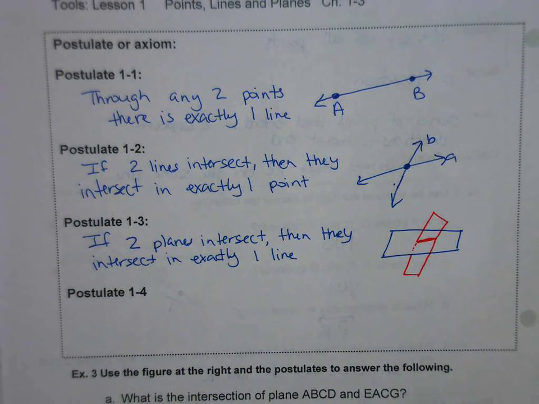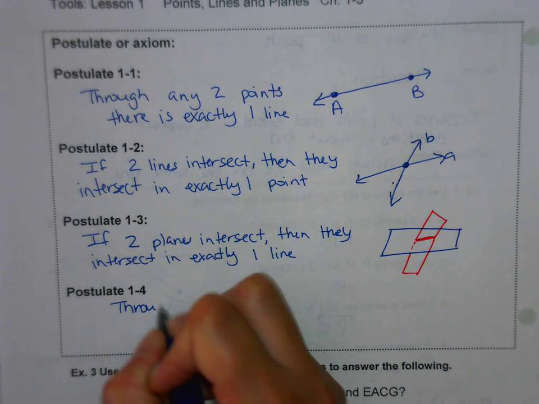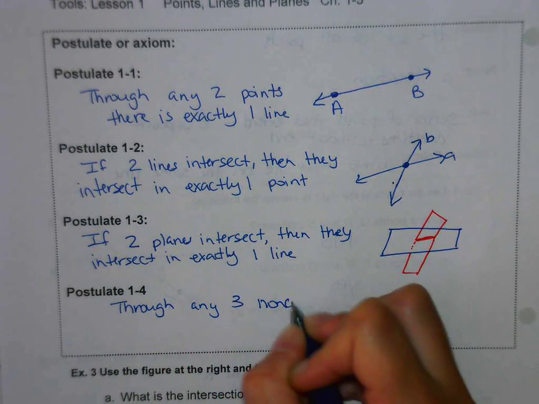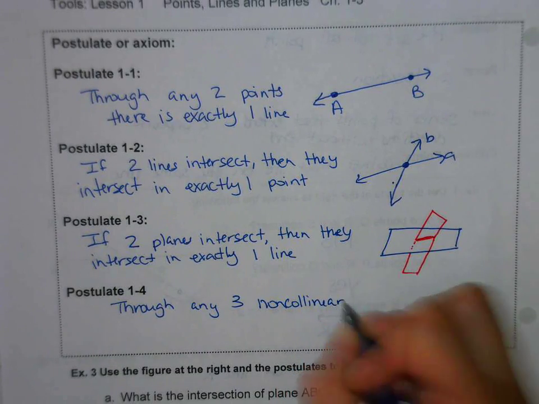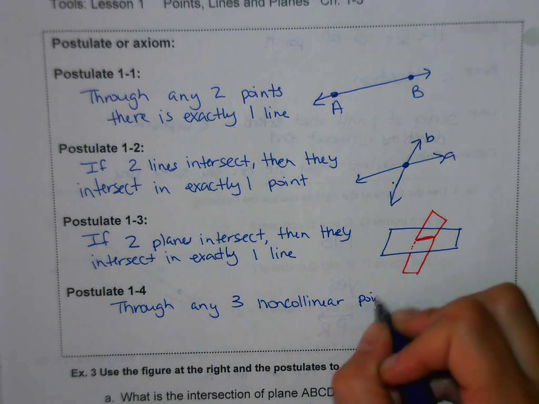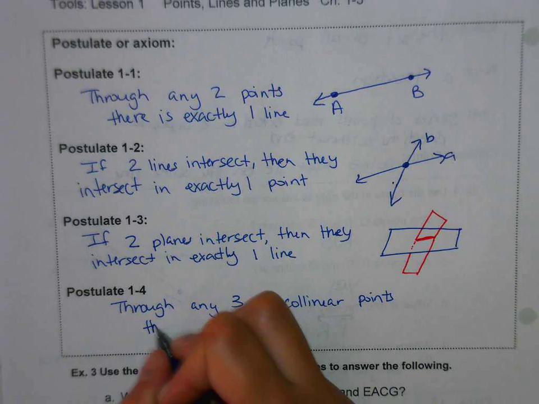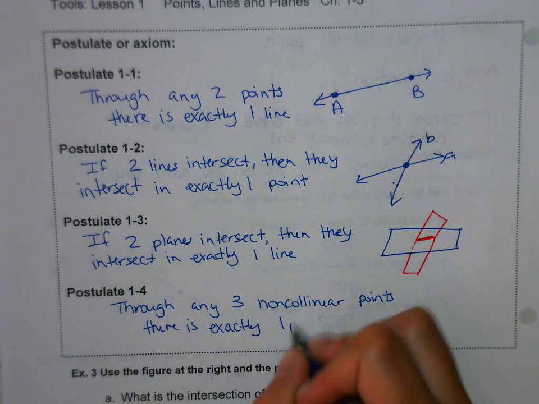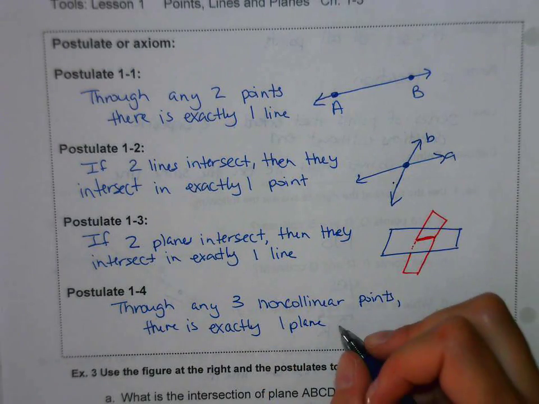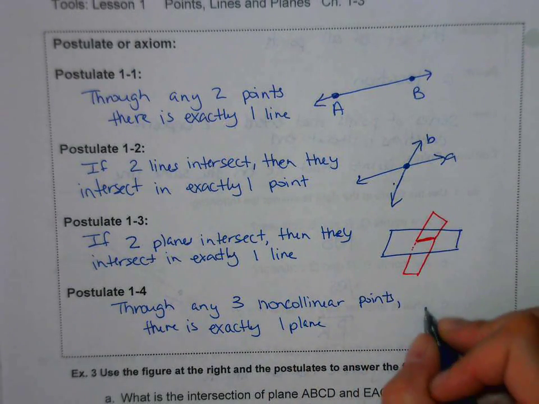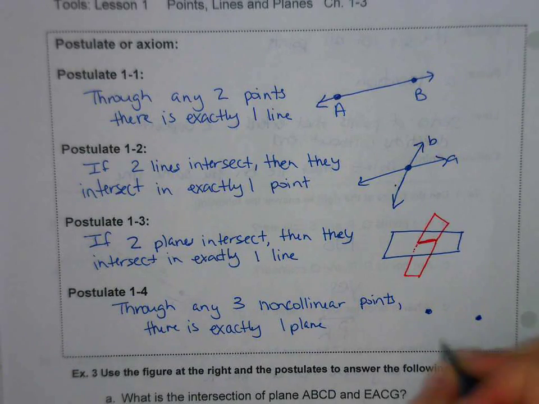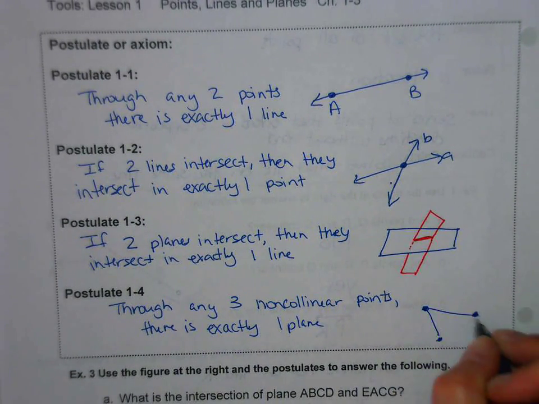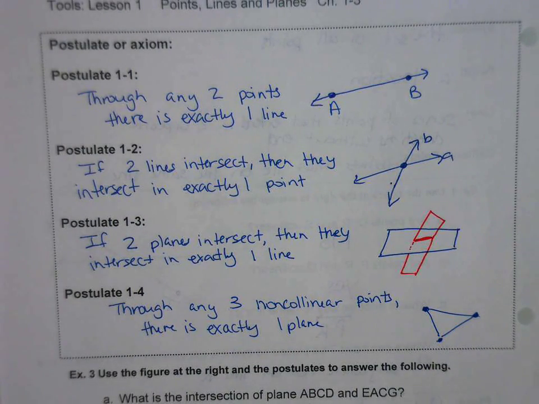Then our last postulate is that through any 3 non-collinear points, so 3 points that are not on the same line, there's exactly 1 plane. So when we take a look, we have 3 points, and we know that these 3 are not on the same line. So these 3 points form 1 plane.